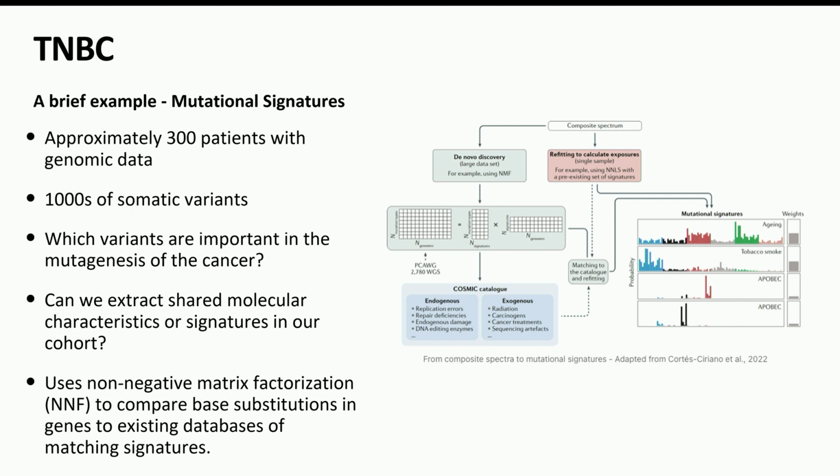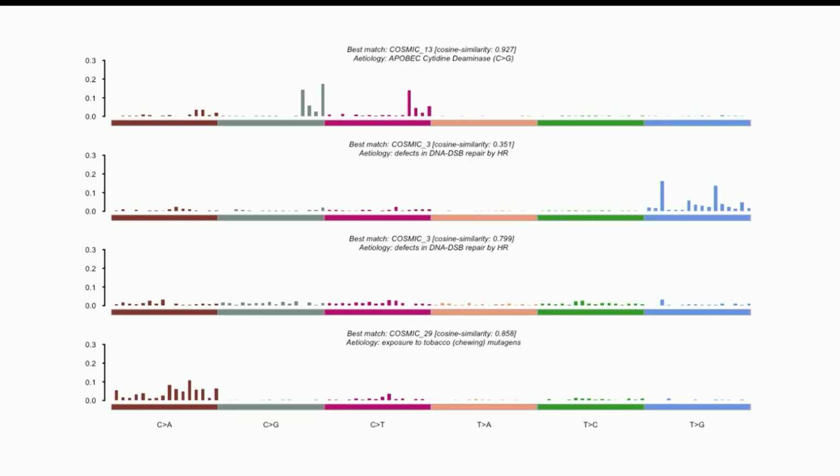We use non-negative matrix factorization to compare base substitutions in genes to the existing databases of matching signatures. This is from our cohort, and we were able to find 4 different signatures that relate to previously published tumors, and it does give us some insight into what's happening biologically. The exposure to tobacco was interesting to us, not because we think these patients were exposed to chewing tobacco, but because this might represent an exogenous or environmental exposure.